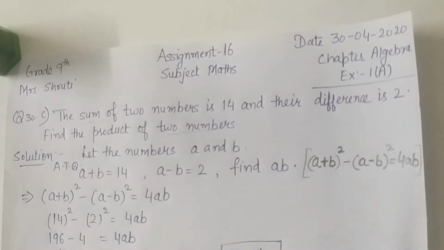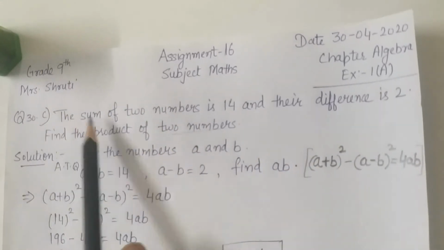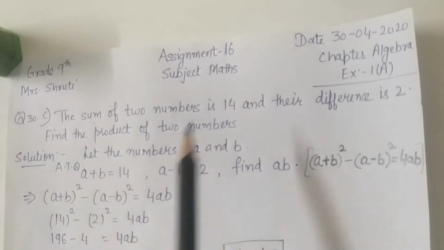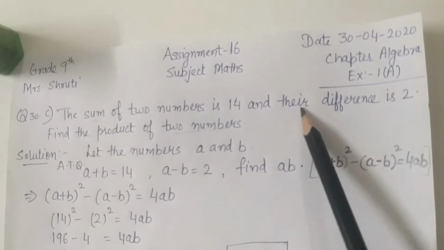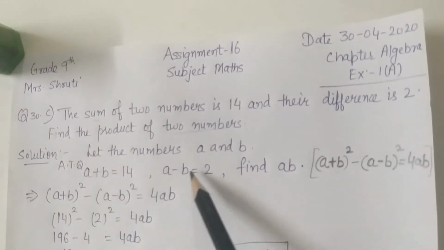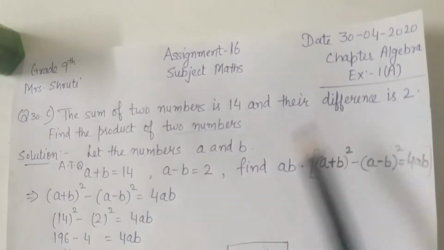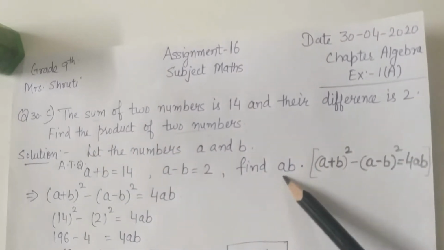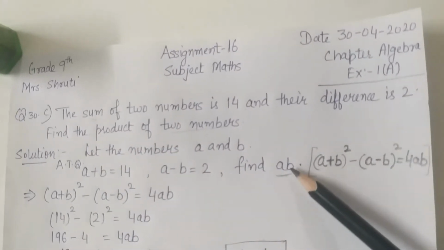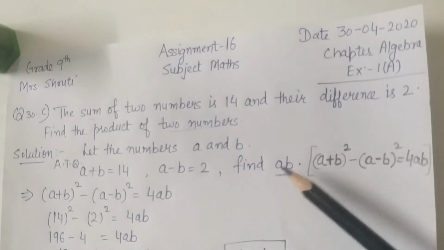The two numbers are A and B, and the sum means A plus B is equal to 14. Now their difference, A minus B, is equal to 2. Find the product of the two numbers. Product means multiply, so find AB. The statement is clear.